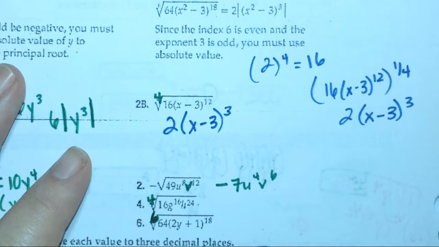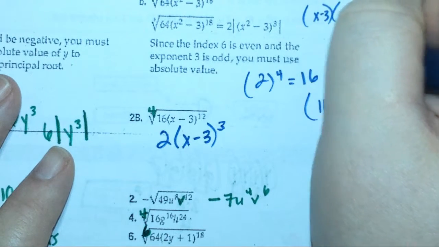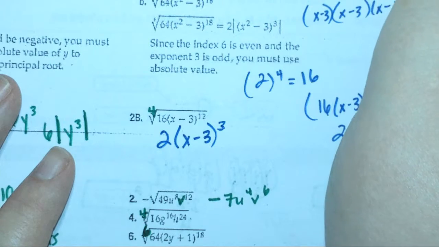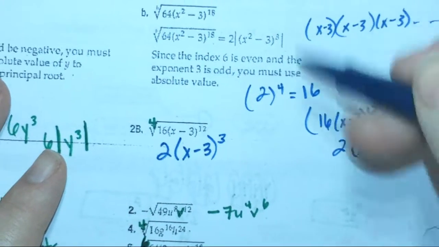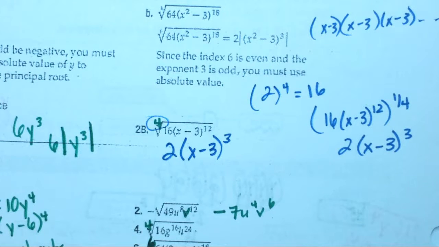And again, if Hunter actually wants to do his whole circle buddies, he can. But if he does x minus 3, x minus 3, x minus 3, 12 different times, he can circle the 4s, because it says a 4, so he would have to do all the 4s together.